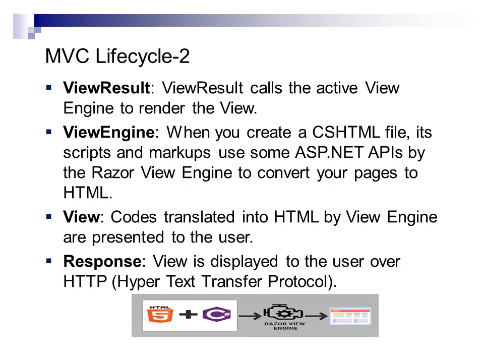MVC lifecycle. The view result calls the active view engine to render the view. View engine: when you create a CSHTML file, its scripts and markups, which are some ASP.NET APIs, are converted to HTML by the Razor View engine. View codes translated into HTML by the view engine are presented to the user. Response: the view is displayed to the user over HTTP, that is Hypertext Transfer Protocol.